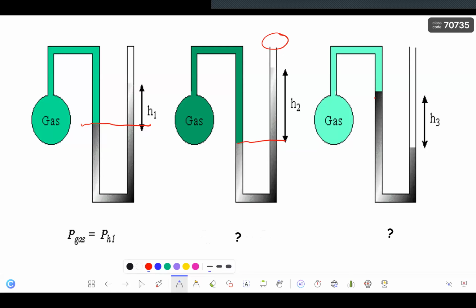Okay, and the last one, you can see that the atmospheric pressure is pushing it down more. So I need to find my common height, which is here. I'm pushing it down by more by a height of H3. So the gas pressure is lesser than the atmospheric pressure by H3. So the pressure of gas is equal to atmospheric pressure minus the pressure caused by H3.